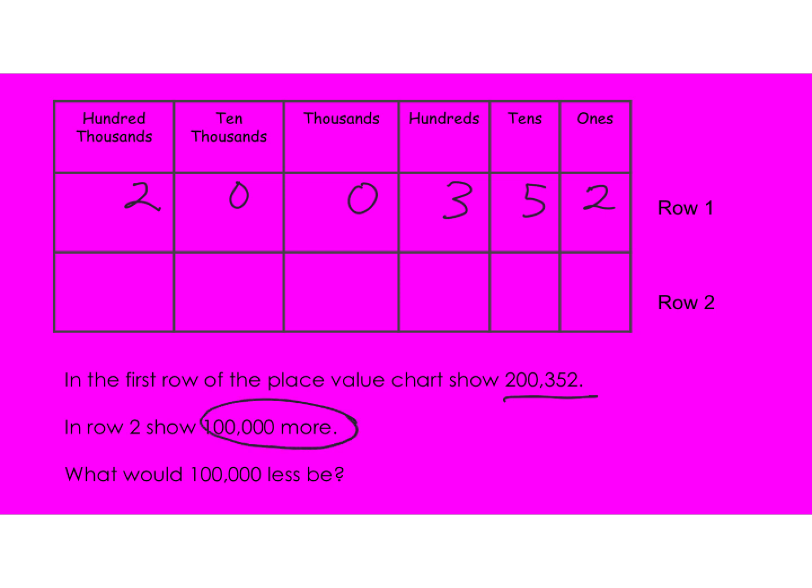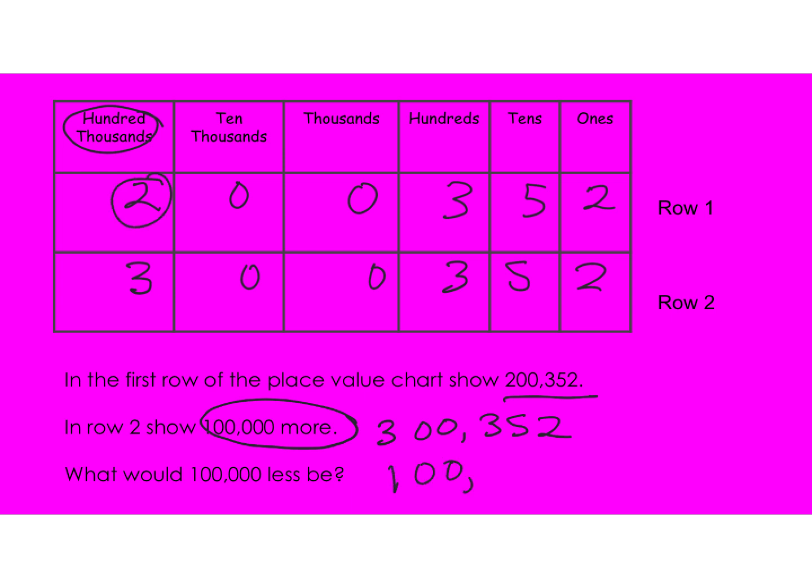And now I'm going to do 100,000 more. So I'm going to go up to my 100,000s, and 100,000 more would be 300,000, and all my other digits would be the same. So this would be my answer for 100,000 more. It would be 300,352. And then 100,000 less, I would just change this to a 1. Then I would have 100,352.